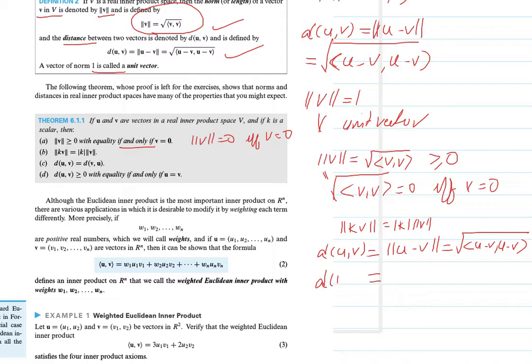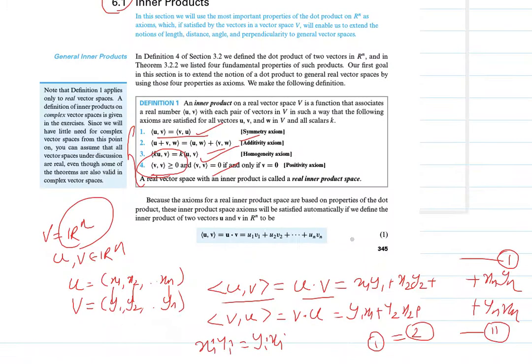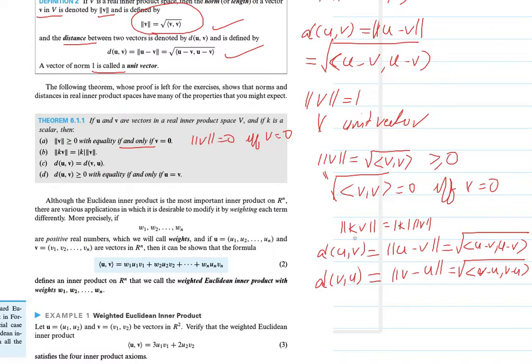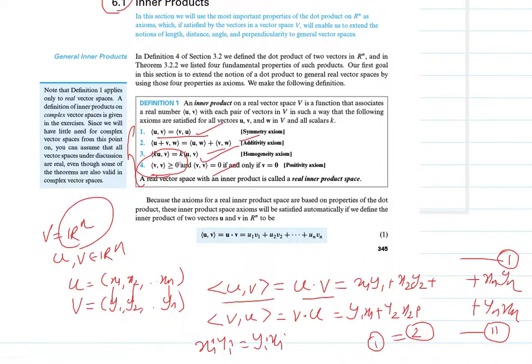What is d(v,u)? d(v,u) will be norm of v minus u, that is root of inner product of v minus u comma v minus u. And by this condition we get these two are equal. Clear? By this first condition.